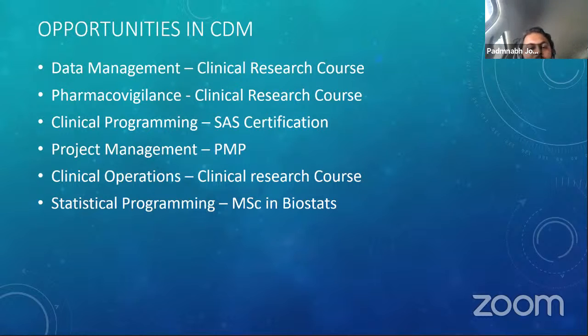There's a certification called SAS certification that helps you. You need not be a computer science graduate to work as a clinical programmer. Even if you're a BPharm graduate and you have done a SAS certification as an additional skill, with that skill you would be able to get into a clinical programming job.